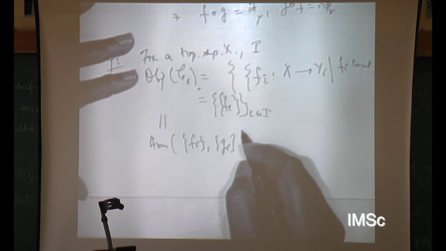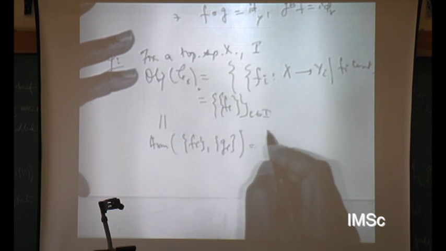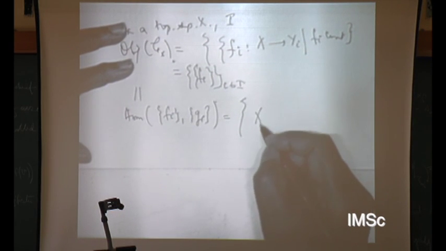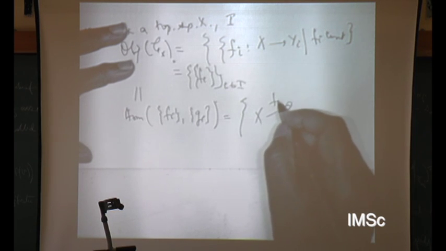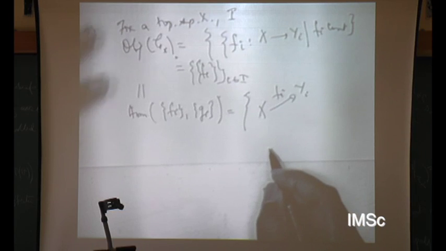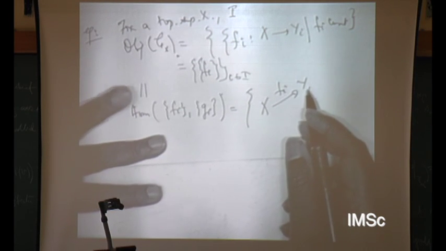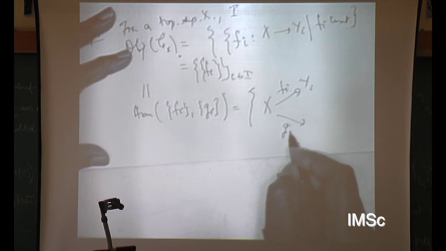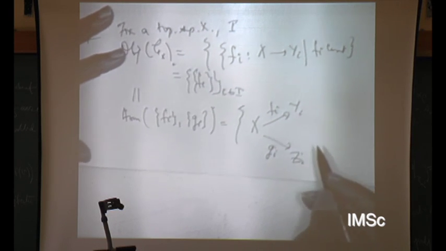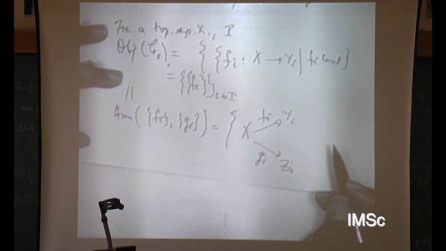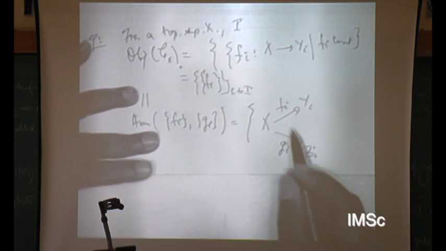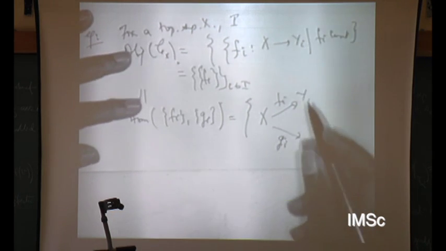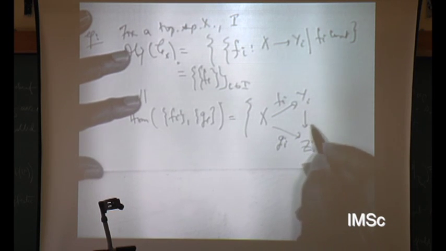So what would I mean by this? I will say it is the set of all such pictures. FI by definition goes from X to some YI, whereas GI by definition goes from X to some ZI. Right? So, if I'm given FI and GI, I want to tell you what the morphisms are.